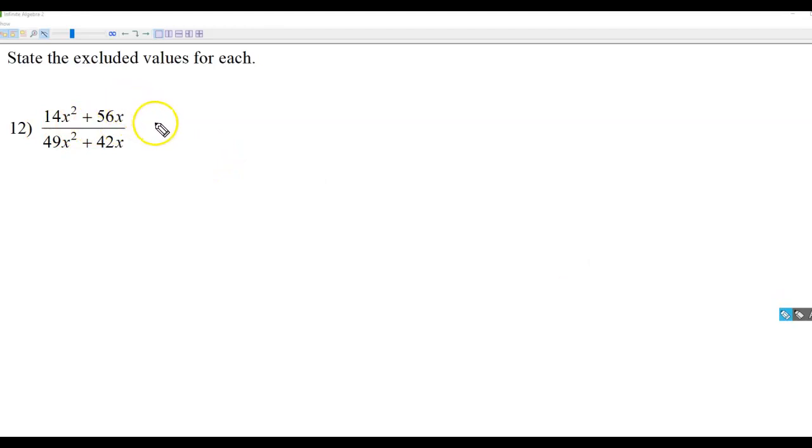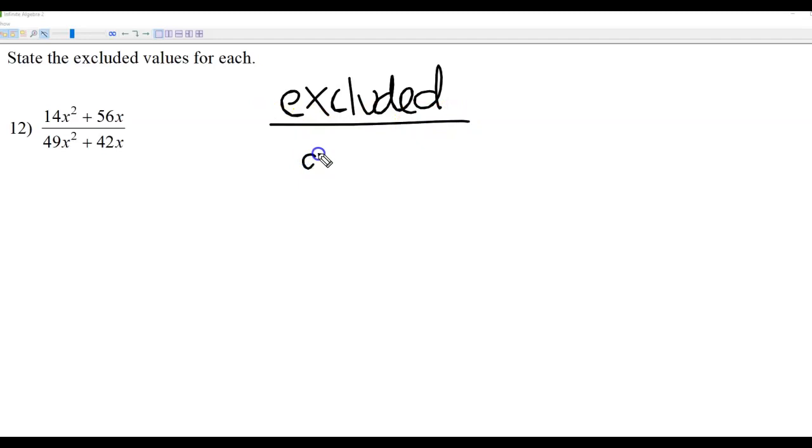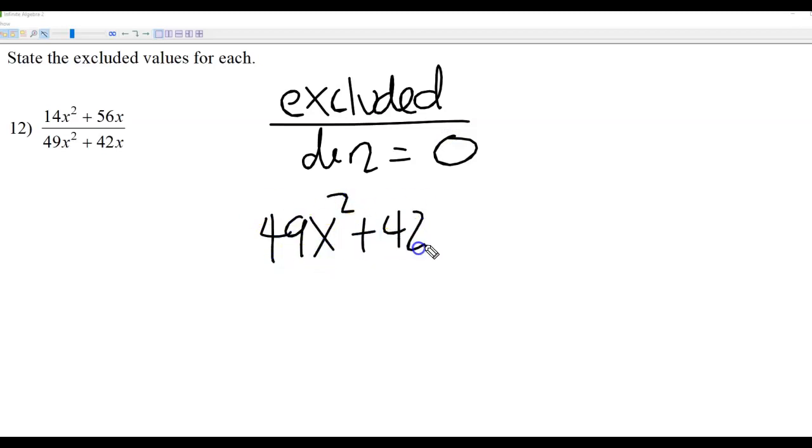Well, when it comes to rational expressions, the excluded value is any value of x that makes the denominator equal to 0. Okay, so in this case, if I let 49x squared plus 42x equal 0, and I solve for x, whatever I get, that's going to be an excluded value. Now, this is a quadratic, so to make things really complicated, you could use the quadratic formula. I think you wouldn't like it. Those numbers are really big, crazy numbers. All the questions I'm going to be giving you, though, can be solved in another way, which is by factoring.